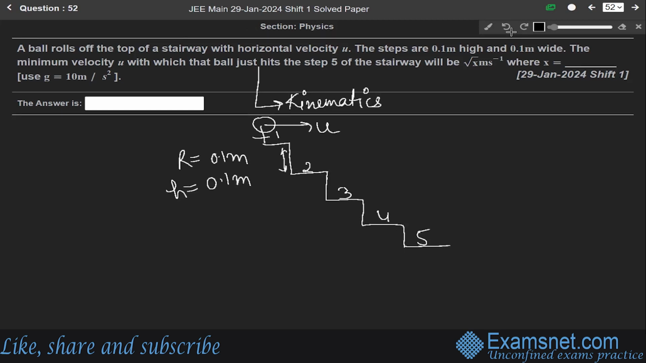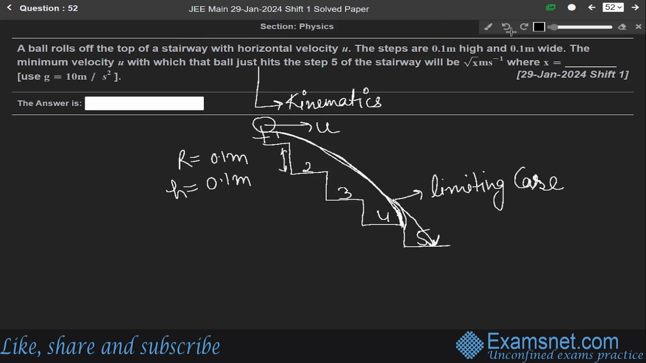Okay. So we have to find the minimum velocity u with which the ball just hits. That means if the ball is coming from here, it just hits the fifth step. We are considering here the limiting case. Limiting case means bare minimum case, when the ball just hits the last point of the fourth step. If it is more than this, then it will come over the fifth step. We only want that it just hits the fifth step.